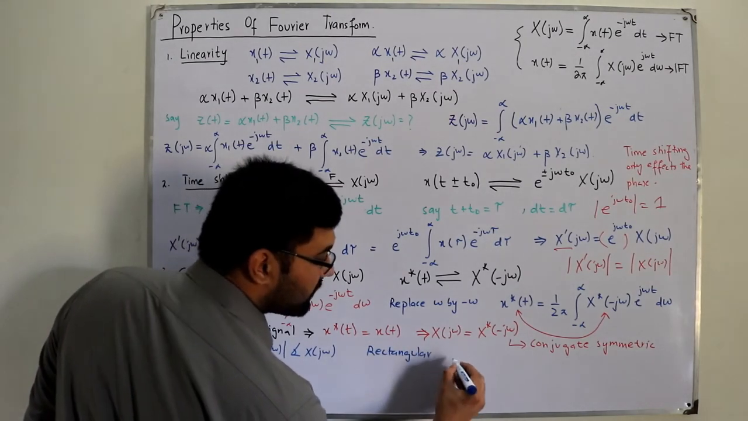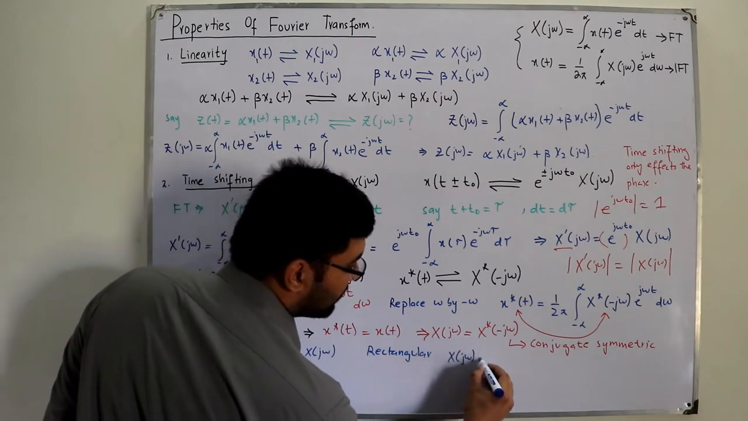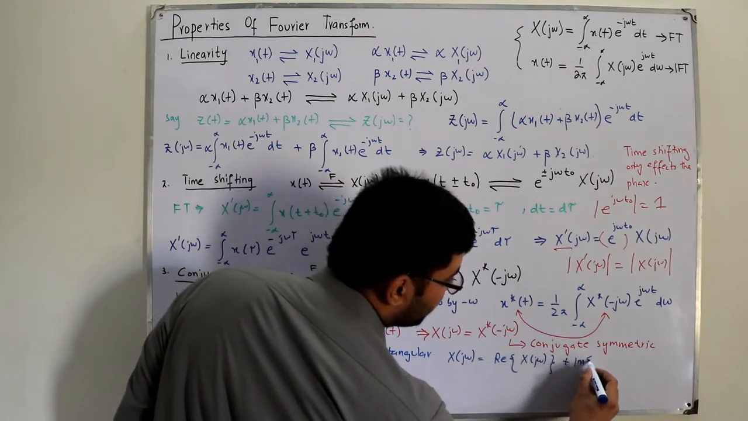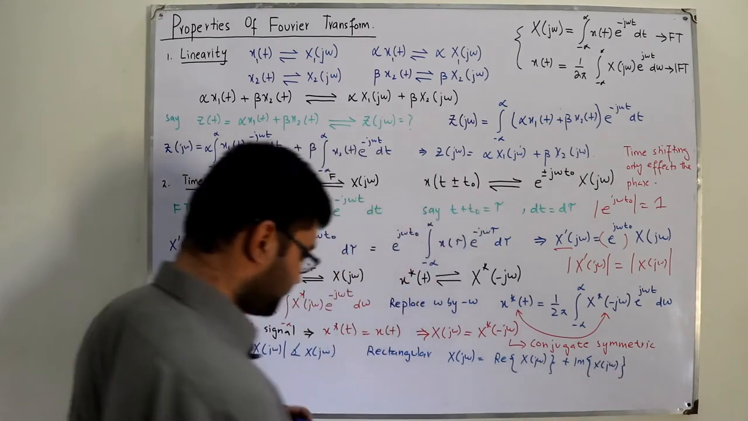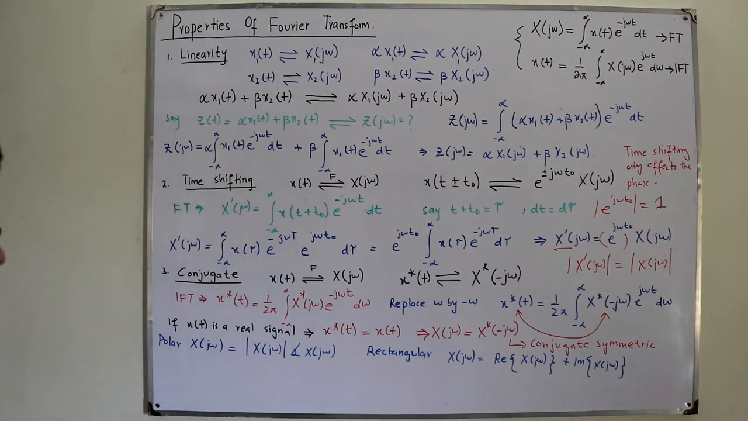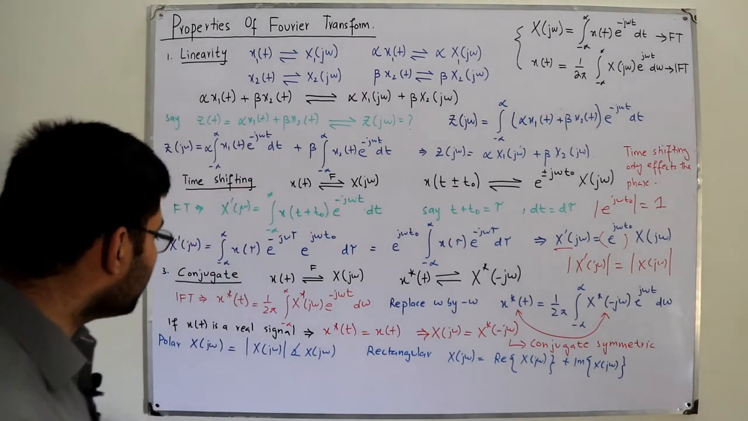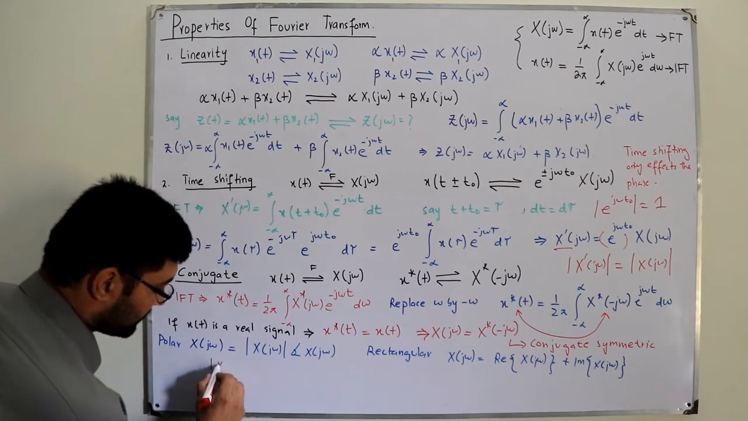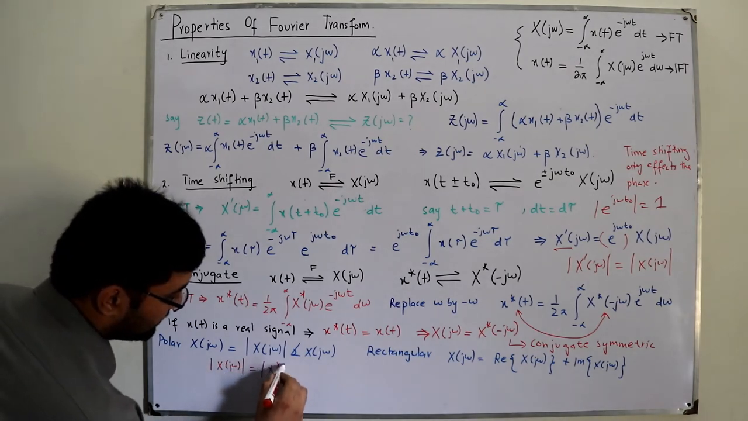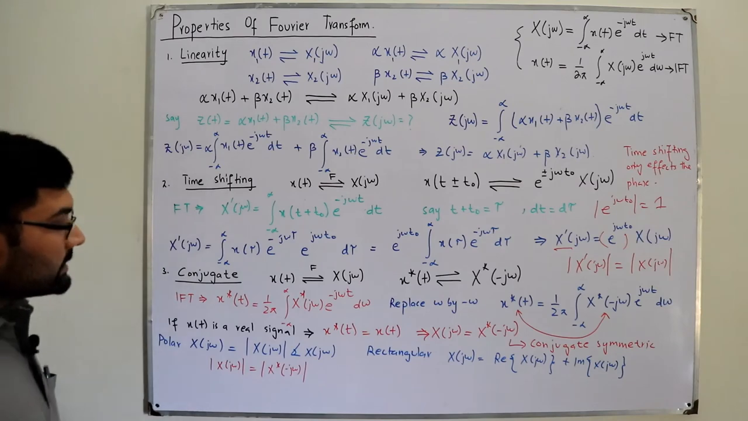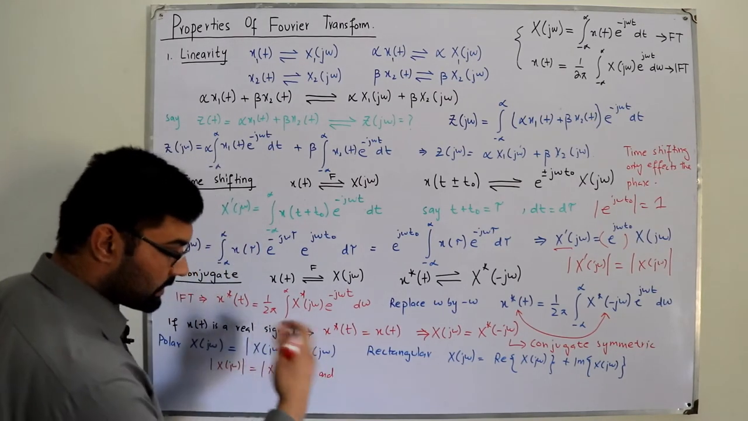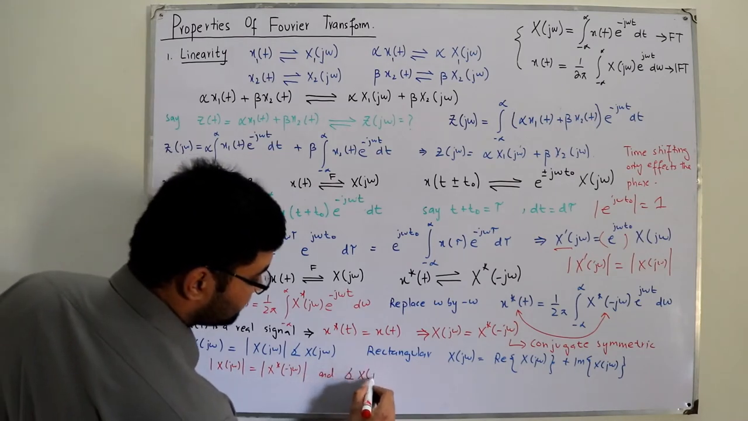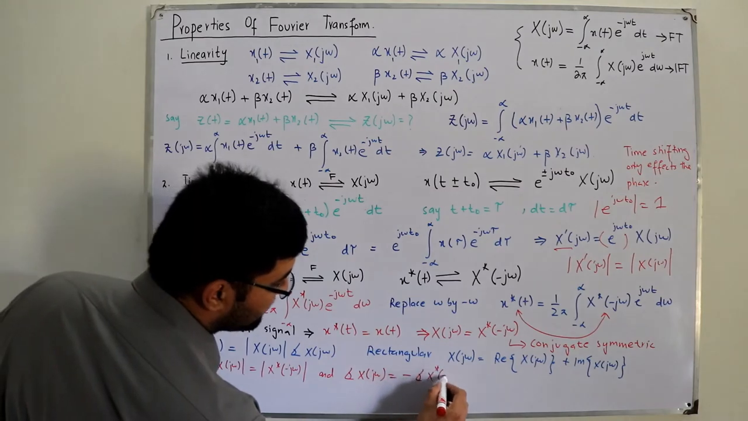so in that case, what do we have? We could have x of j omega consisting of the real part of x of j omega and the imaginary part of x of j omega. Now for this condition to hold, that x of j omega is equal to the conjugate, this means that the magnitude of both are the same, which means that the magnitude of x of j omega is equal to the magnitude of x conjugate of minus j omega. And the phase are at what? Minus. So the magnitude is an even function, and the phase is an odd function. The phase is equal to minus the phase of x conjugate of minus j omega.